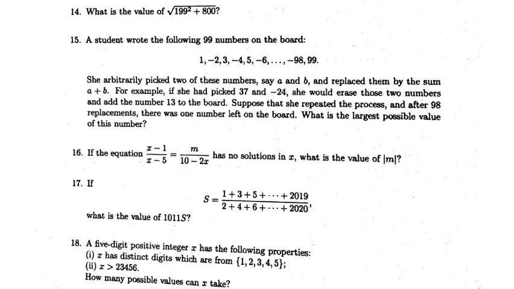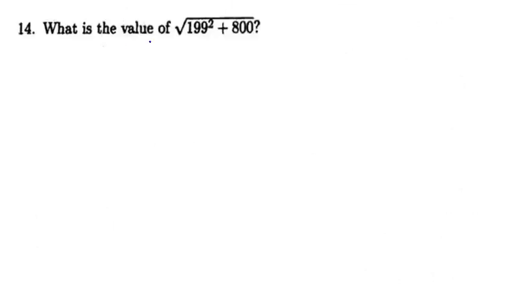SMO Junior Section 2019 first round problem number 14. What's the value of square root of 199 squared plus 800? For solving this problem, one way is to calculate this and plus 800, then consider square root. In previous problems, I showed you how to find square root of any number, also with decimal numbers. If you want to learn how to find square root of any number, as I said before, feel free to send message to my WhatsApp number in the description and comments.